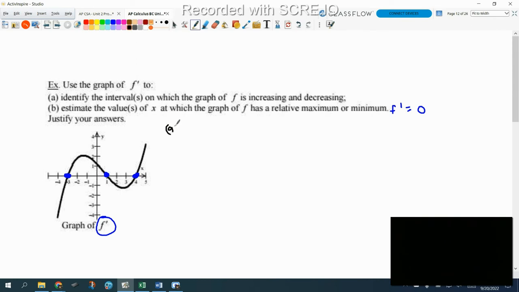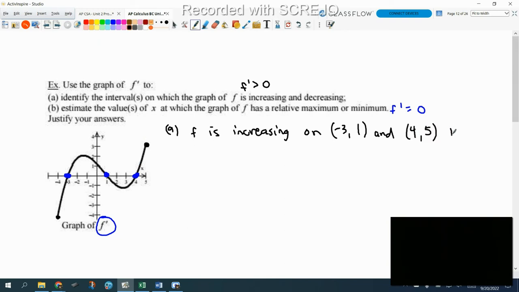All right, so for part A, f is increasing on. So f is increasing when f prime is greater than 0. So that's where this graph is positive, above the x-axis. So from -3 to +1. And from 4 to, it's hard to tell, did they mean to stop this graph or go to infinity? Let's assume they meant to stop it. So we'll assume that that's an endpoint, so from 4 to 5. And we know that because f prime is greater than 0 there.